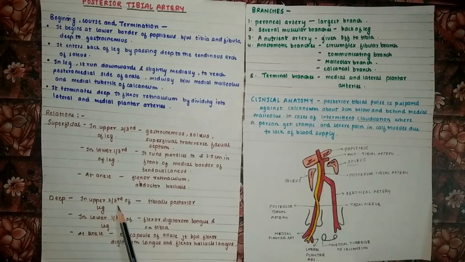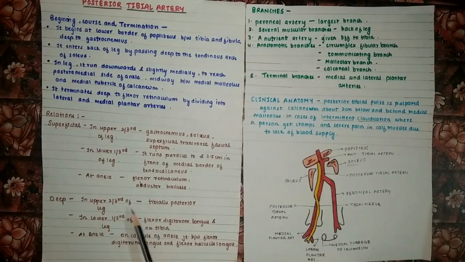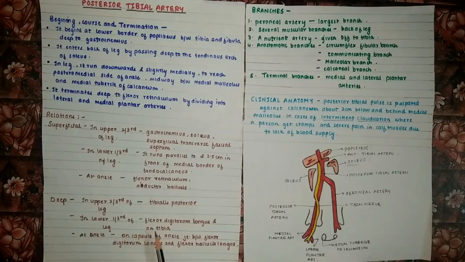Deep relation: in the upper 2/3 of the leg it is related to tibialis posterior. In the lower 1/3 of the leg, flexor digitorum longus and tibia. At the ankle, capsule of the ankle joint between the flexor digitorum longus and flexor hallucis longus.